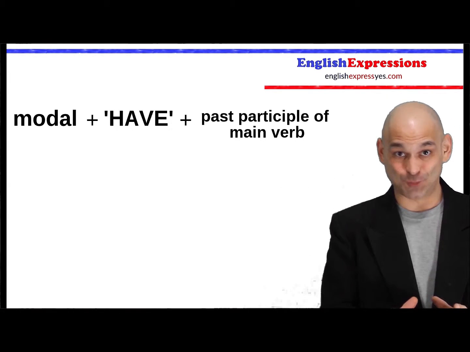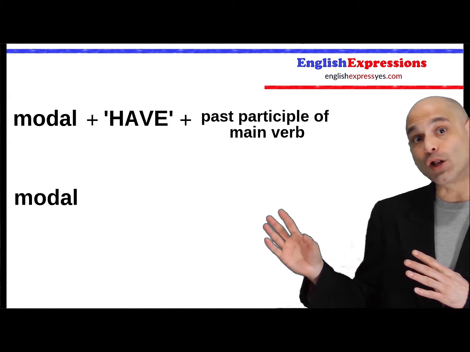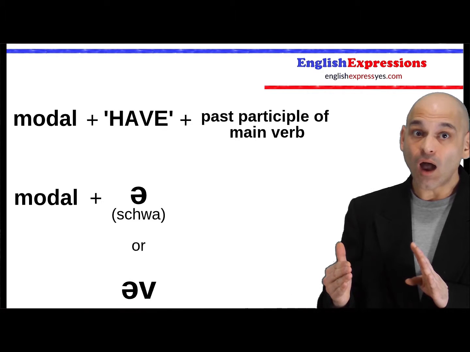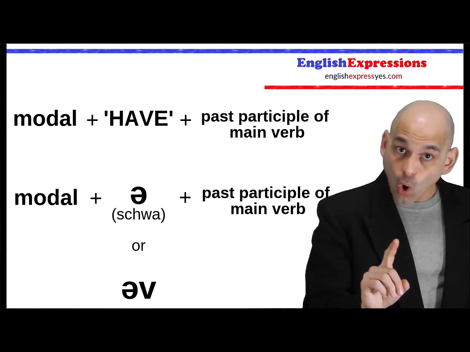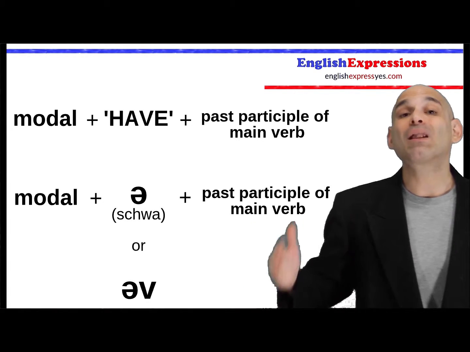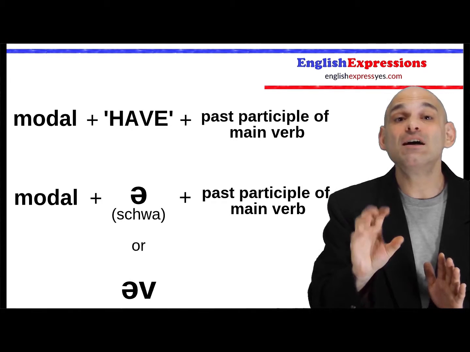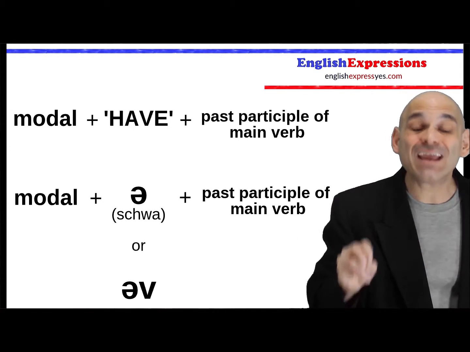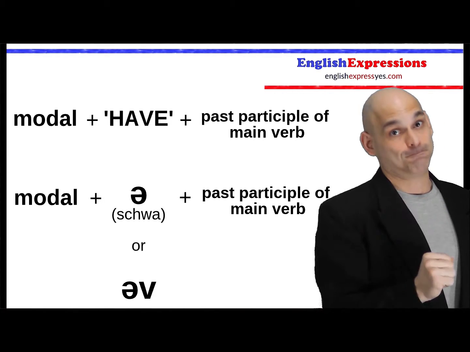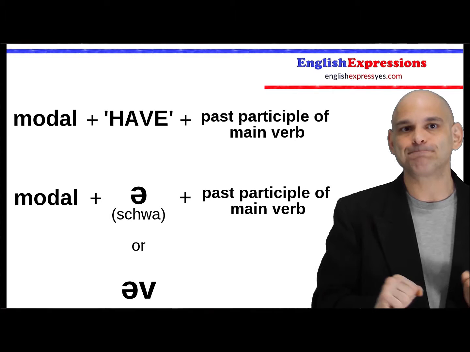So for a native English speaker, this modal pattern will be modal plus schwa plus the past participle of the main verb. Or modal verb plus schwa and v, plus the past participle of the main verb if the main verb starts with a vowel. And you'll see some examples as we go along in this lesson today.